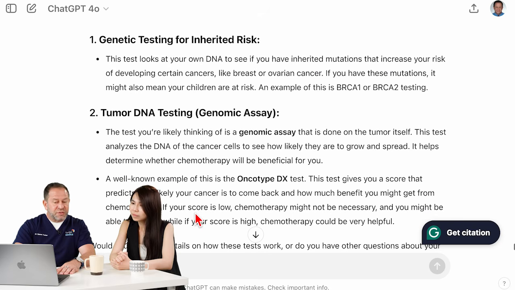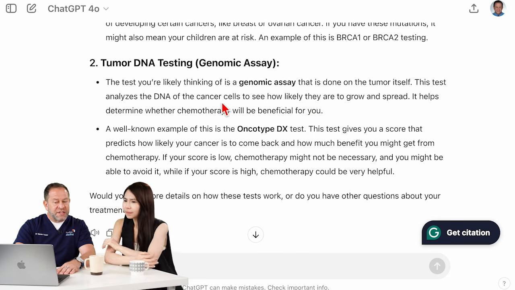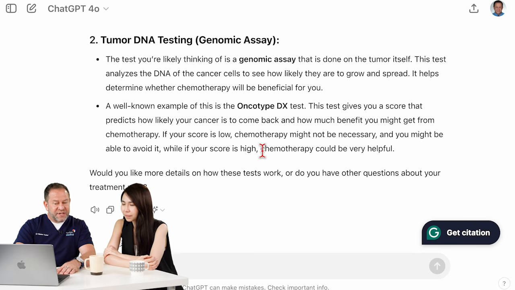So what I alluded to was a test called Oncotype DX, which is a test that we do on the tumor because it helps us decide whether chemotherapy is truly beneficial at a personalized level. And so as we'll go through the script here, we talk more about the inherited risk and whether the children are at risk. But the tumor testing assay, Oncotype, is a score that predicts whether or not chemotherapy may or may not be necessary.